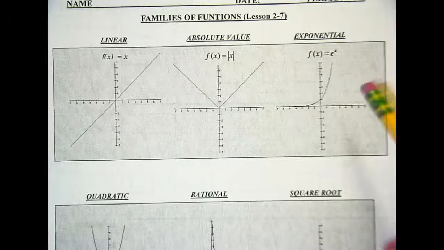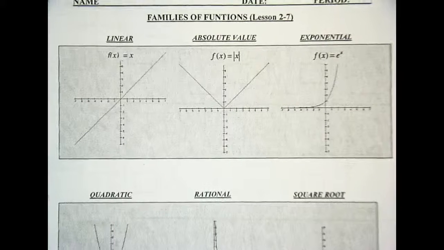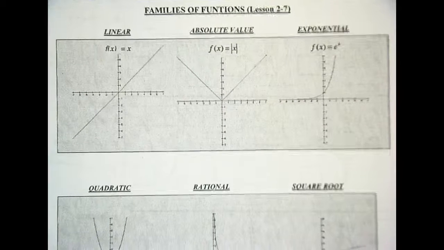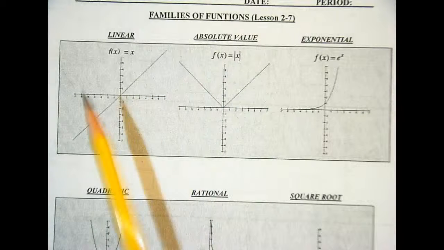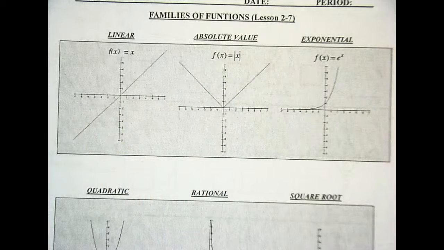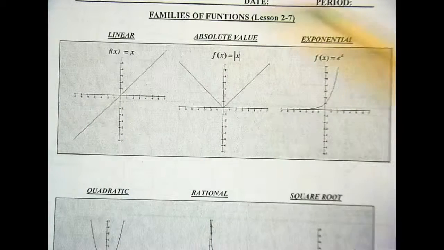Today is 2.7, families of functions, and we started with this a bit yesterday, just talking about the different graphs. The three different graphs we did yesterday, tell your neighbor what they are.